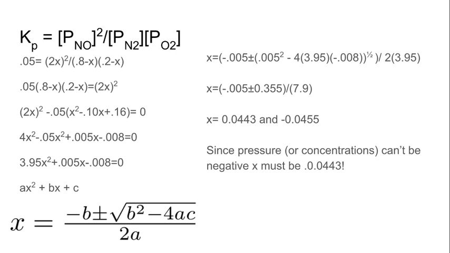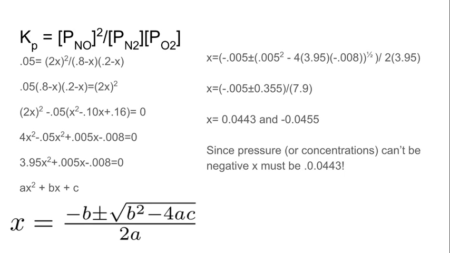Now, we plug in the equilibrium constant for pressure, and we also plug in the E values from our ICE box. Now, multiply the bottom over, and then simplify it, and subtract over to the 2x squared, simplify it, and we're left with 3.95x squared plus 0.005x minus 0.008 is equal to 0.